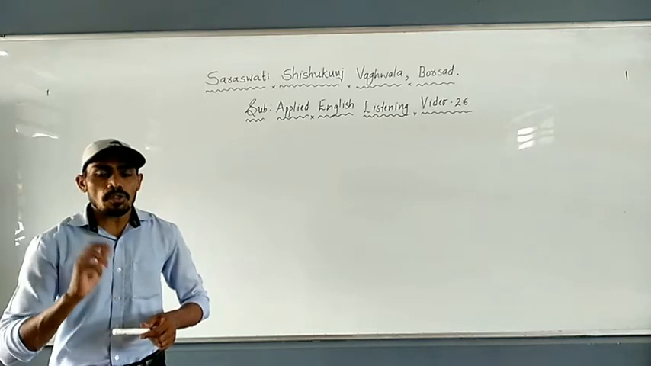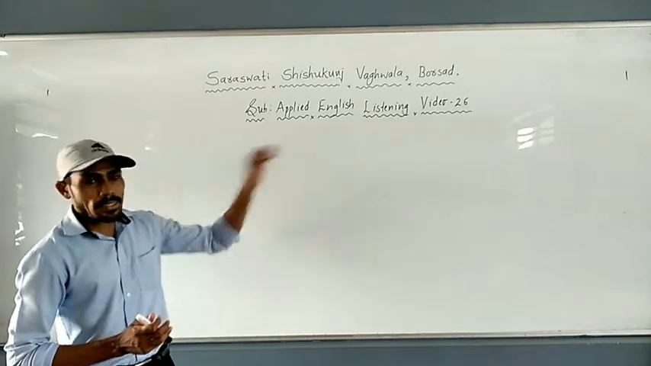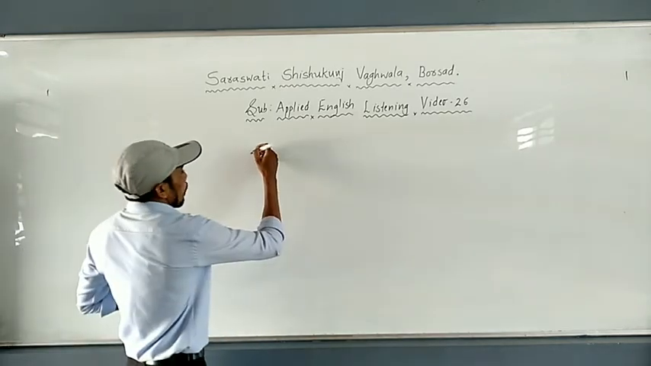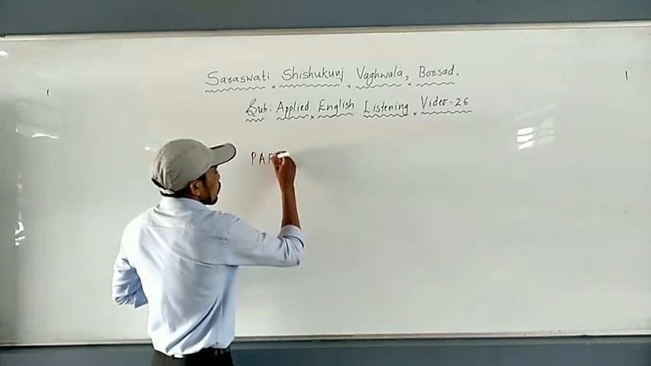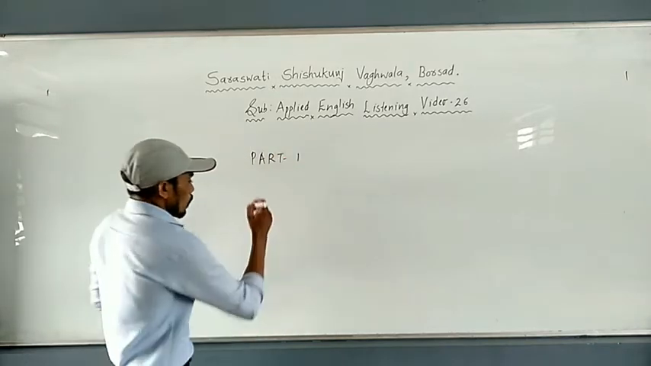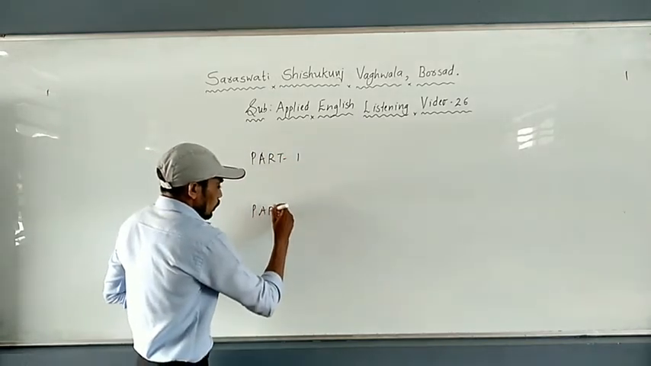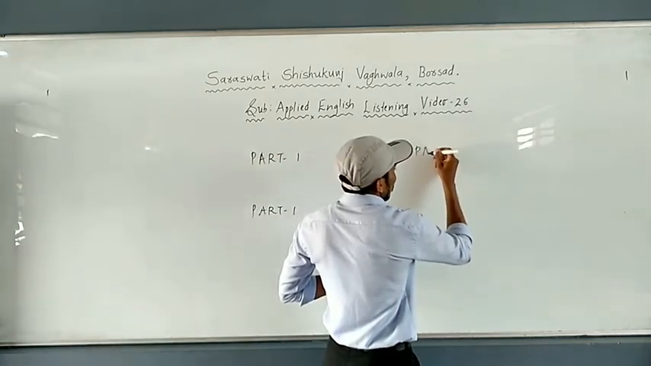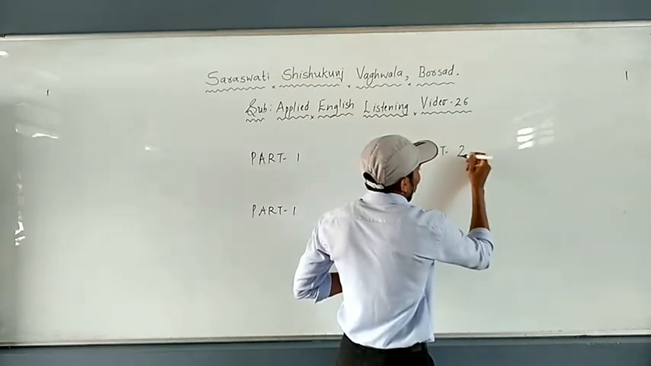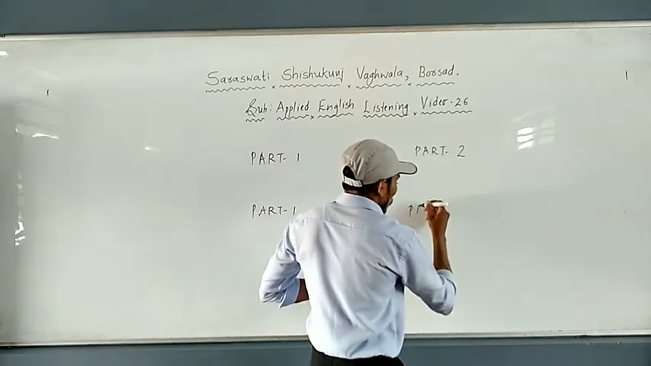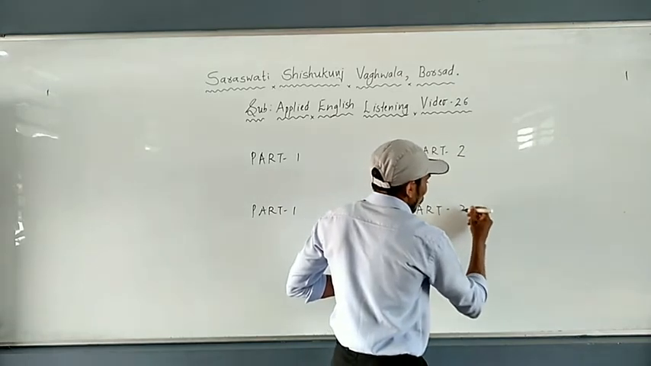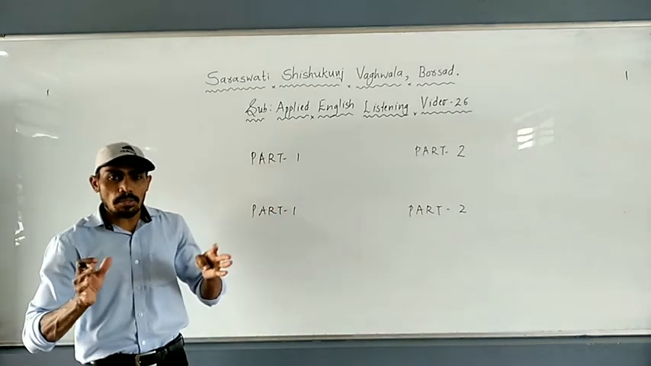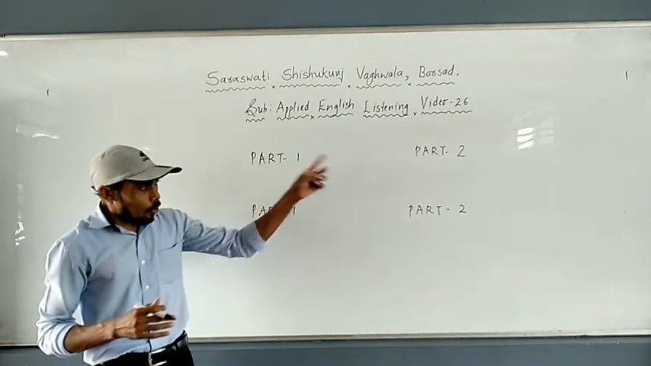you are going to have in the month of October, and it is on listening. There are a total of 4 parts you will have. Part 1, one more also part 1, and part 2, and here also part 2. Each part contains a total of 10 questions. That means you need to listen to all 4 parts.